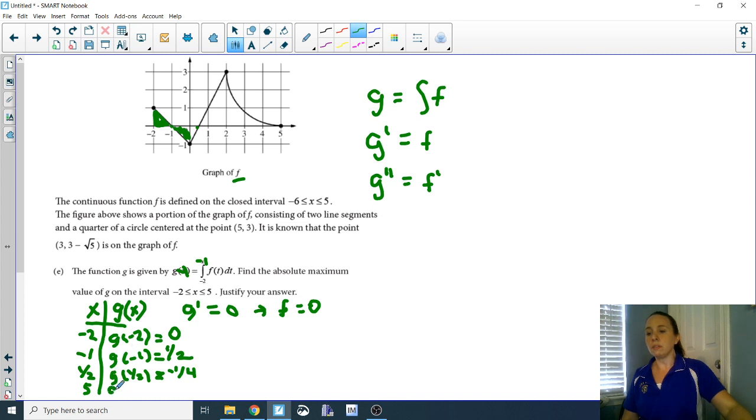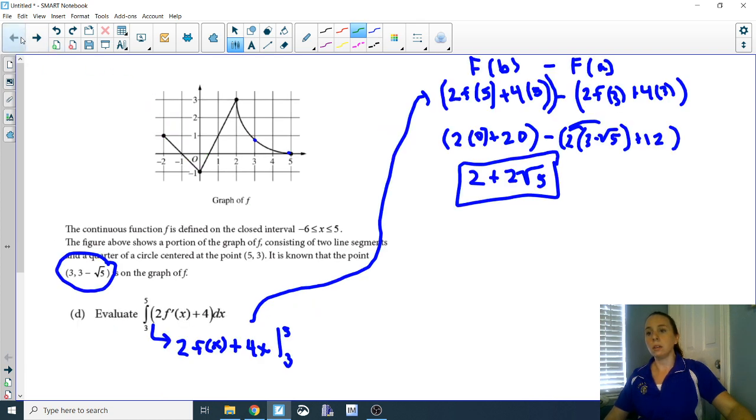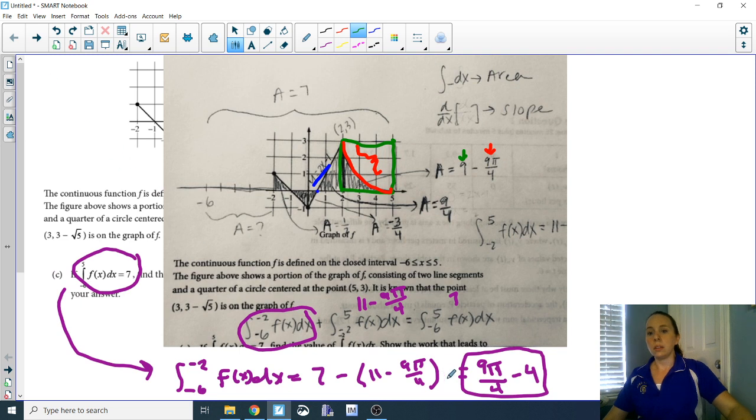And finally, g of 5. This is also a possible max, because it's an endpoint and the derivative is positive to the left. So increasing to a right endpoint would be a max, and that one is, let's go back, the answer to this integral right here. 11 minus 9 pi over 4.